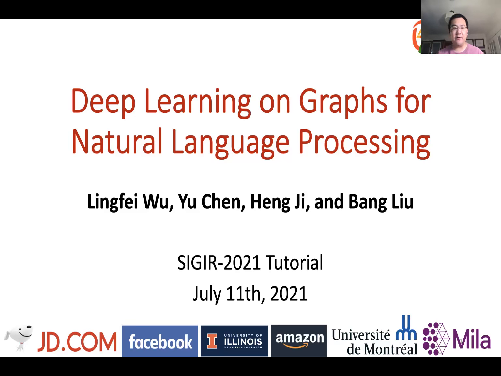My name is Lingfei Wu. I'm currently a principal scientist in JD.com Silicon Valley Research Center. Today, I'm very delighted to talk about deep learning on graph for natural language processing in SIGIR 2021. This is joint work with Yu Chen from Facebook AI, Heng Ji from UIUC and Amazon, and Bang Liu from the University of Montreal and Mila.